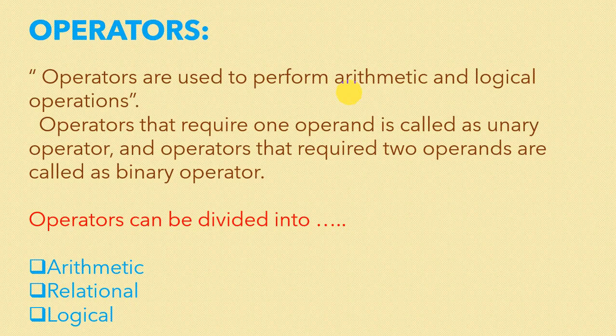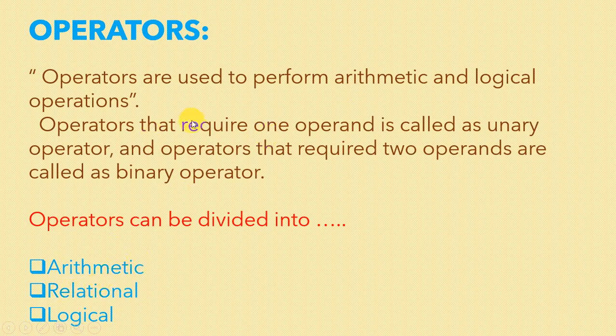So operators can be categorized on the basis of their use. We have three types of basic operators. Arithmetic operators, in which we perform mathematical calculations. Relational operators, in which we compare two values: greater than, less than, equal to. These come under the category of relational operators. And logical operators, where the result is true or false. So we have different operators which come under these three categories.